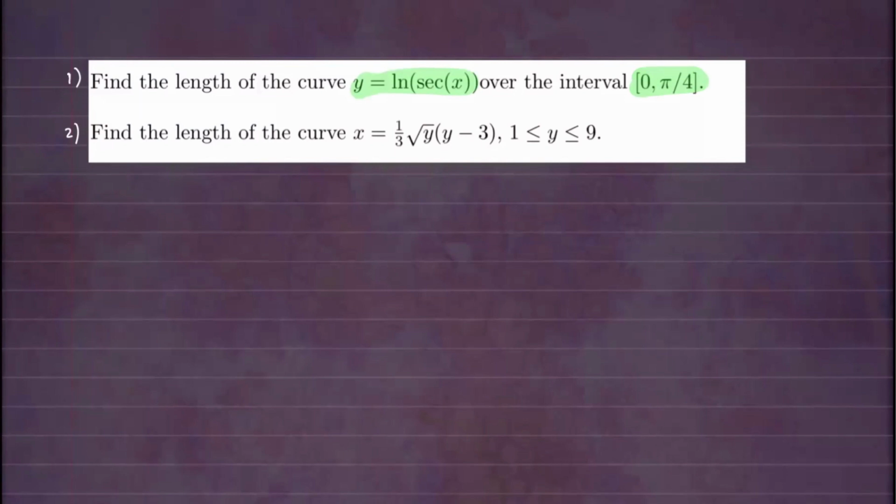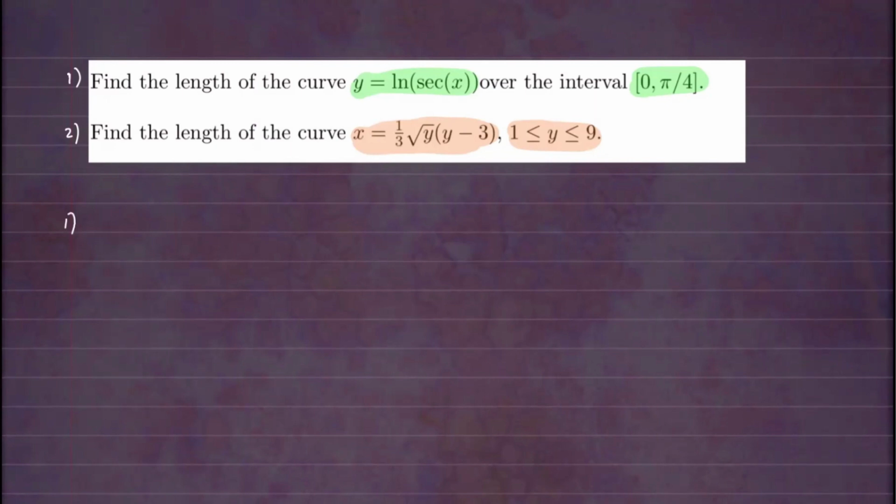The second one, we're going to be finding the length of this curve, where the function is given in terms of y, and here are the bounds on y. You see the two problems are very similar, but we solve for different variables, so you can set up the integral in two different ways. Sometimes it's convenient to set it up in one particular way, depending on what's given to us.